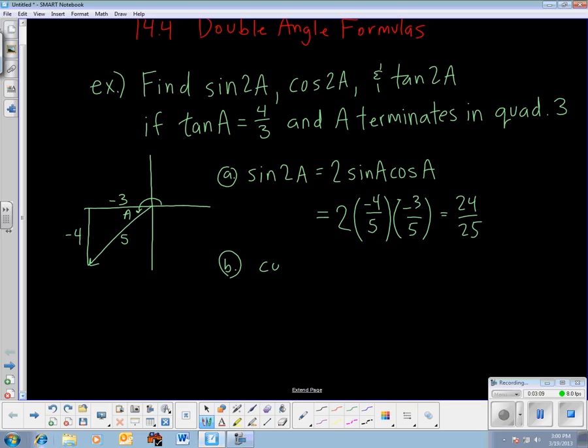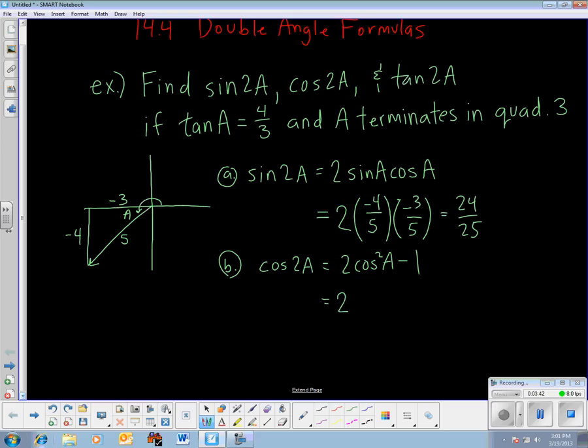Cosine of 2A. What you'll notice is when you look at the cosine double angle formula, there are actually 3 options. And the book goes through starting with one, deriving and getting to the other 2. It doesn't really matter which one you use. You should end up with the same thing either way. So I'm just going to choose one. I'm going to choose 2 cosine squared A minus 1. You could choose one of the other 2 off of your formula sheet and do just as well.